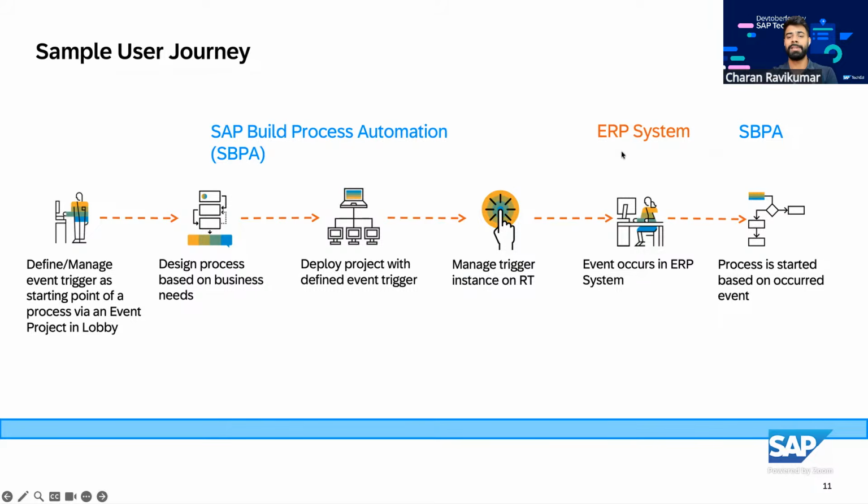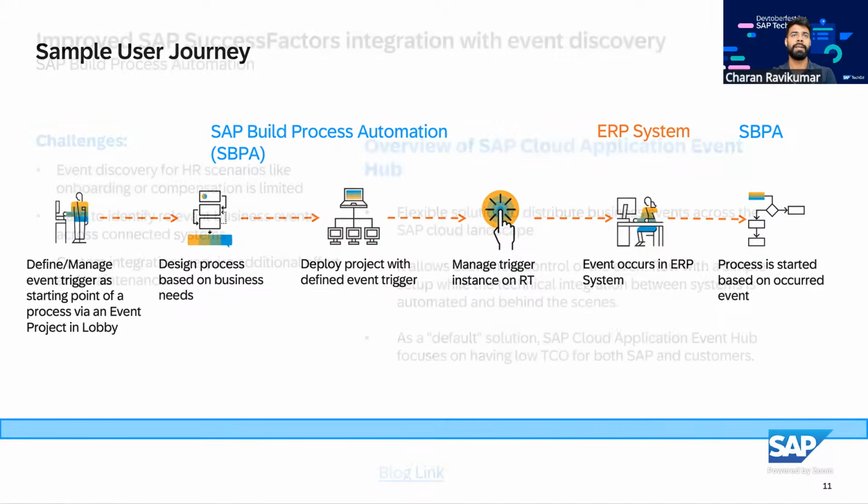And then in the ERP system, this is what I will show in a few minutes. The ERP system is when the system is triggering the actual event and the SPPA can start the process. So this is how a simple journey of a user would look like when you're using an event.